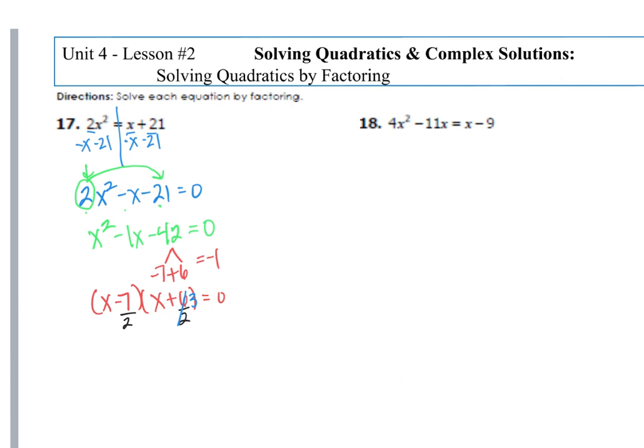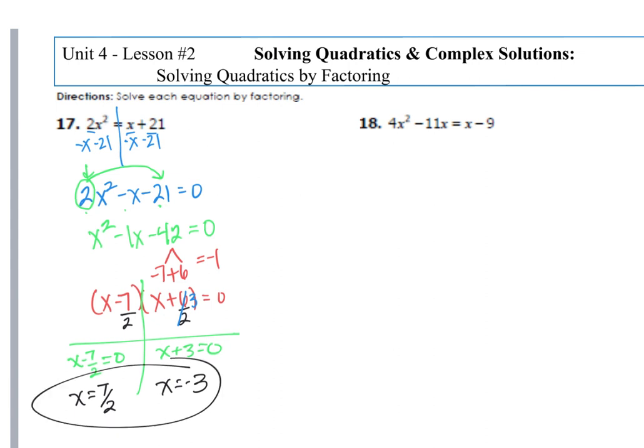Now we're ready to t-bar between our two factors. And I'm not doing bottoms up again because when you have a fraction and you want to solve, it goes back to being the same fraction we had before, but just with the opposite sign. So redundant. So we have x minus 7/2 equals 0, x plus 3 equals 0, and solving for x, we get x equals positive 7/2 and x equals negative 3. So those are our two answers.